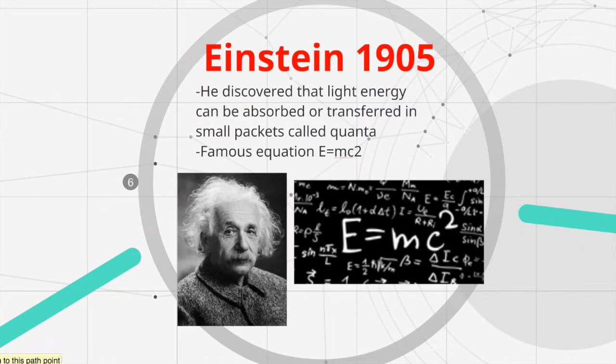Einstein discovered that light could be described as a particle, but the atom was to be composed of a nucleus of protons and neutrons, orbiting shells of electrons. He discovered that light energy can be absorbed or transferred in small packets called quanta. He explained the equivalence of mass and energy expressed by the famous equation E equals mc squared.